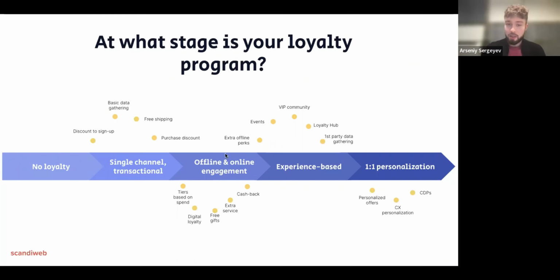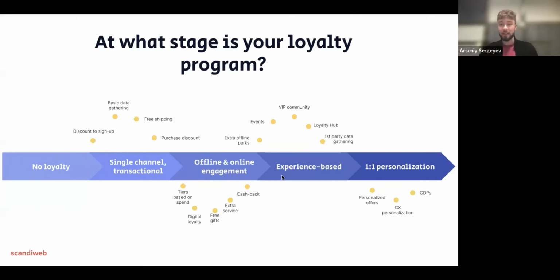Then the next step is you make it a little bit more sophisticated, right? So you have some tiers based on spend, because you have learned already something about your customers in the first step. Then you have some digital loyalty, which is more omni-channel. So you have a digital loyalty card like we had with the Sporting example, but you can use it in the offline store as well if you have any. Basically free gifts, extra service, some cashback, basically growing more and more things that you offer to the customers already in this omni-channel kind of level.